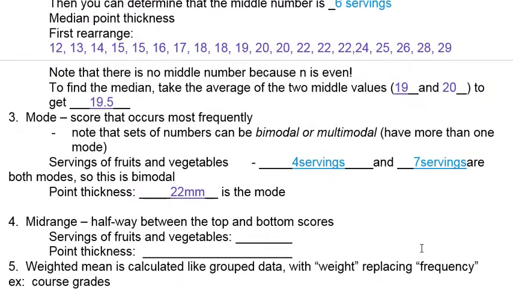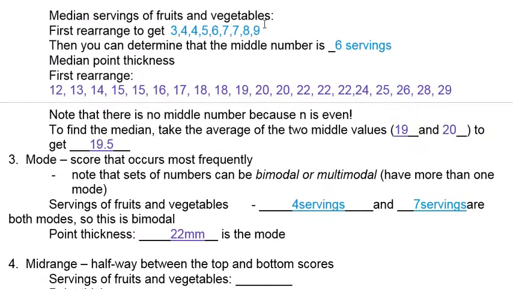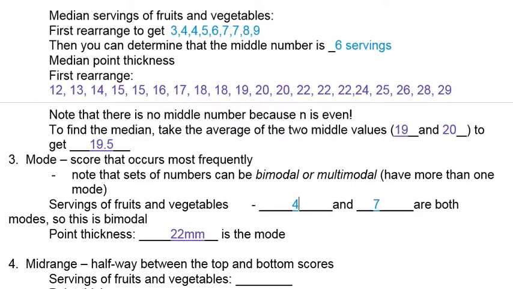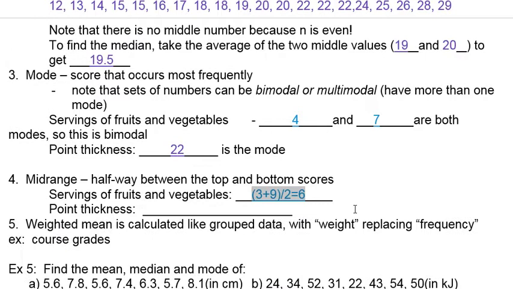Okay, so if we look at those same data that we had there, the servings of fruits and vegetables, for our mid-range we add the 3 plus the 9 and divide by 2, and we get a mid-range of 6. For our point thickness, again, we take the bottom, which is 12, and the top, which is 29. Find our average, and we get 20.5.